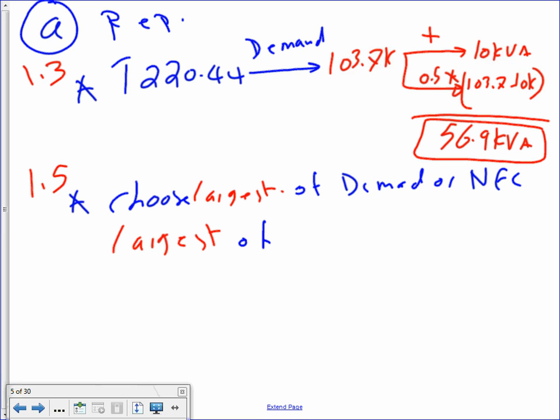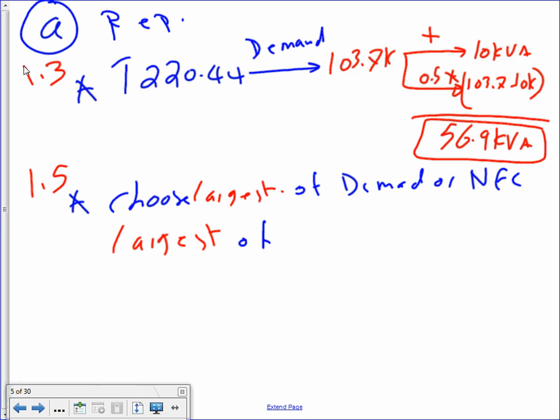I got 56.9, and you got 98? Okay, take 103.7 minus 10, times 0.5. What type of math are you doing here? 103.7 minus 10 times 0.5. I get 46.85, plus 10, gets you 56.